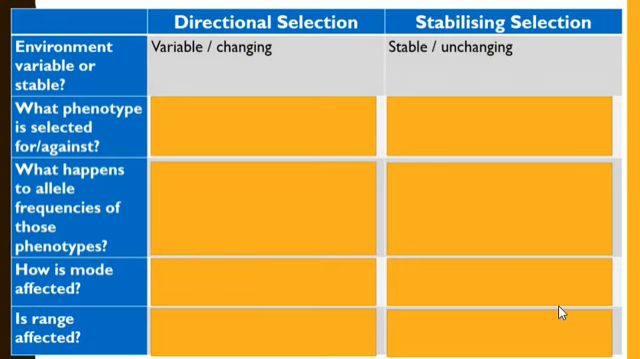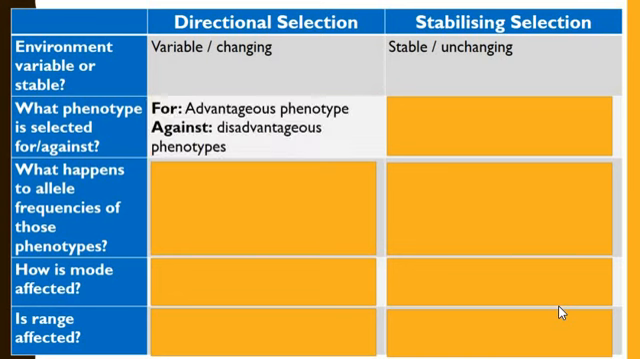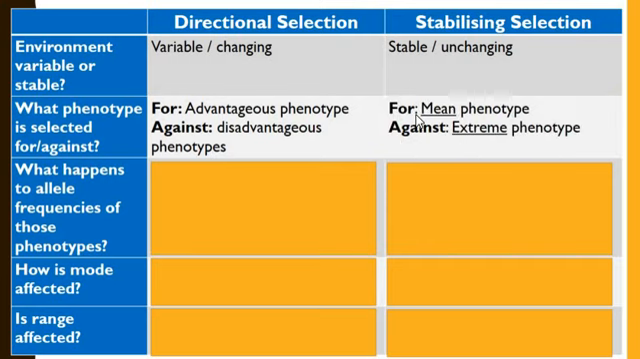Okay, nothing's really changing. The phenotype that's selected for and against, well, in directional selection, the advantageous phenotype, whatever it is. We don't want to say the longer one or the shorter one because we don't know in a particular scenario. Whatever the advantageous one is, and the disadvantageous one is selected against. For stabilizing selection, the mean phenotype, so that middle one, is selected for, and the extremes are selected against.